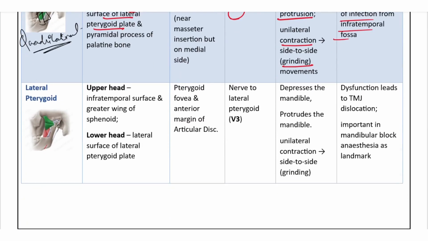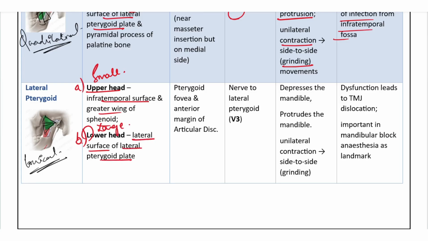Now coming to the last muscle, that is our lateral pterygoid muscle. As we all can see, the shape here is triangular or conical. This also has two heads, an upper head and a lower head. Again, the upper head here is small. It originates from the infratemporal surface and greater wing of sphenoid, while the lower head is large. It originates from the lateral surface of the lateral pterygoid plate. Now, the deep head of the medial pterygoid again originated from the medial surface of the lateral pterygoid plate. Now, the lower or the large head of the lateral pterygoid originates from the lateral surface of the lateral pterygoid plate. It's a little confusing, but if you remember medial and lateral, it'll be easy.